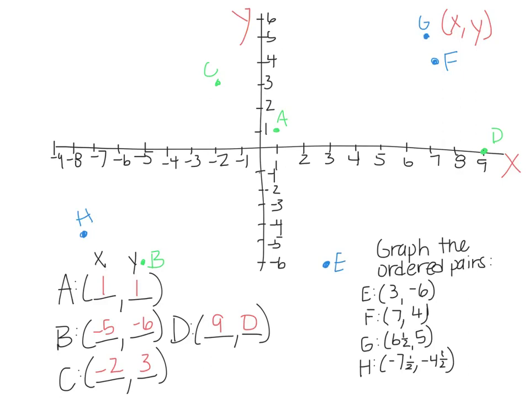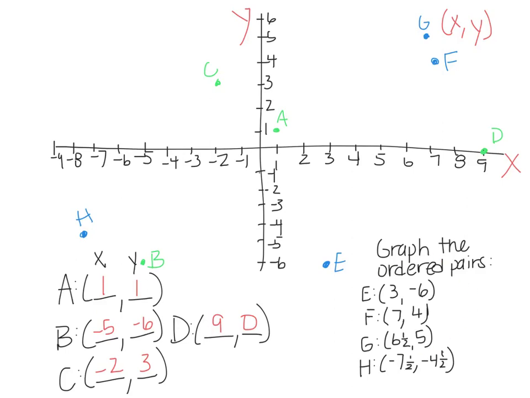So these are the answers you should have had. First, before I did anything, I wrote down this is X, this is Y to remind myself. I also wrote X, Y to remind myself the order. I did the same thing over here. And for A, it's at (1, 1). B, (-5, -6). C, (-2, +3). Then D, on the x-axis, x comes first, we're at 9. And then the Y, going along here, where's my Y at? Well, this is 0, so it's (9, 0).